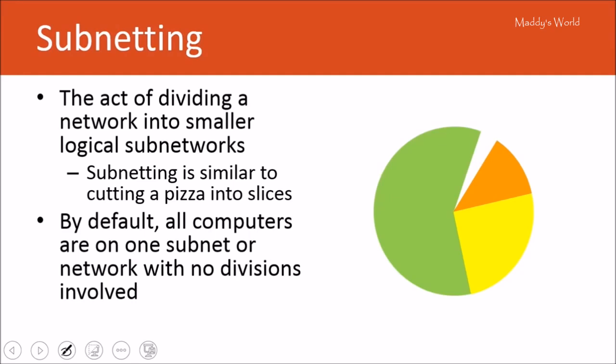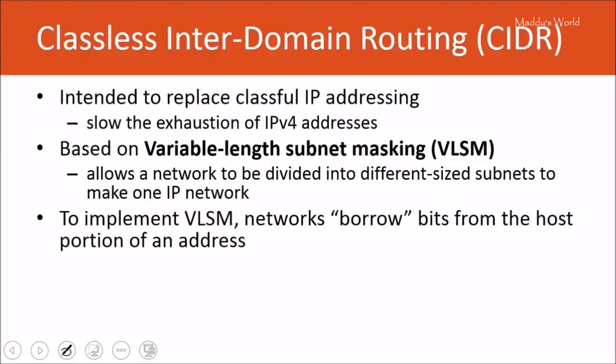By default, all computers are like one big pizza. They're just one subnet or network with no divisions involved. So we have to make sure that we subnet them. That's where the term subnet comes from, by the way, in order to make sure that we efficiently use our IPv4 addresses.